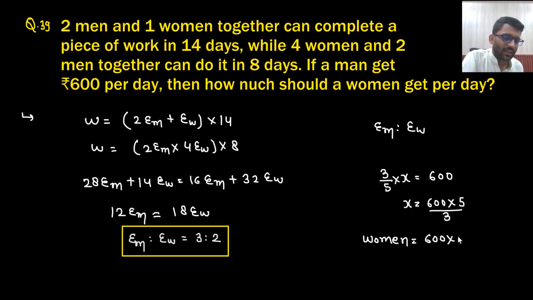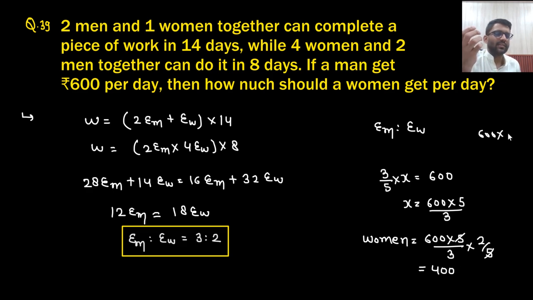Whatever the total amount is, woman will get 2 by 5th of that. Because if there were 5 rupees, woman would be getting 2 rupees. So woman would be getting 2 by 5 of that, right? So this and this get cancelled. So woman is getting 400. Or you could have directly said that she would get 2 by 3 of this. 3:2 is there, so if the man is getting 3, the woman will get 2 by 3. So 400 rupees. This is the answer. The woman will get 400 rupees, right?